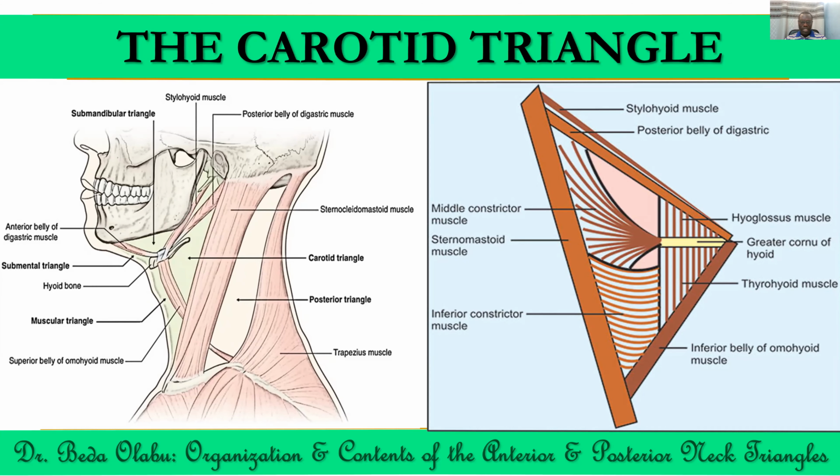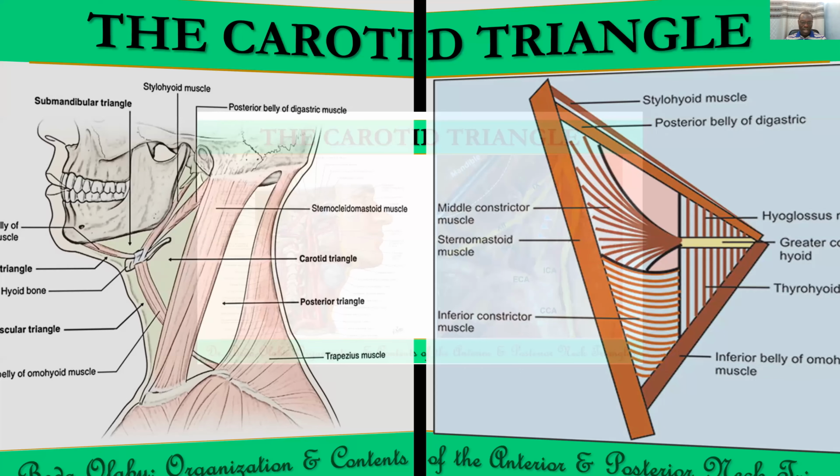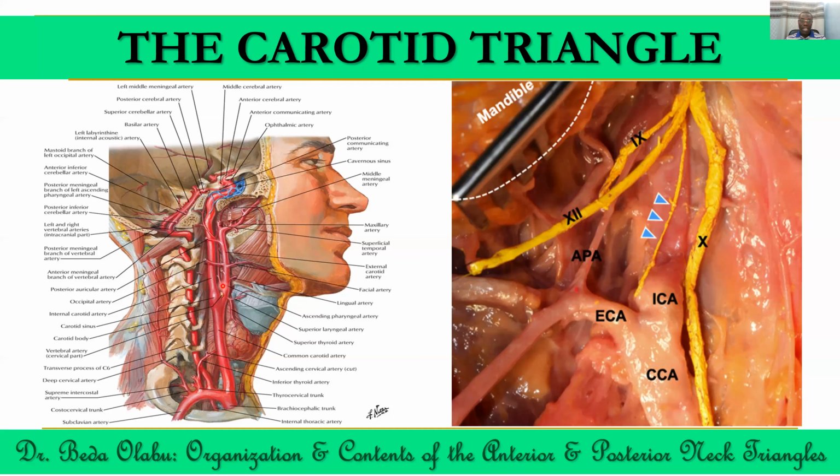Now, the contents of the carotid triangle are quite important. We have the carotid arterial system. We also have running with it the internal jugular vein. We do have some cranial nerves, numbers 9, 10, 11, and 12. And then we also have the sympathetic chain, which is part of the neural elements within the carotid triangle.